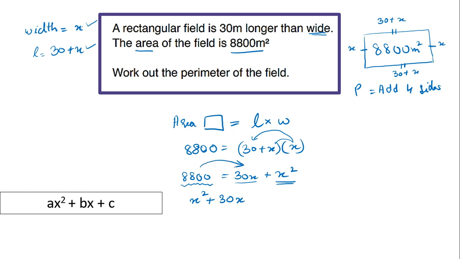Now c here is positive. When I take it to the other side, it turns into negative. So I'm going to write negative 8,800. Now, this is my final quadratic equation that says x squared plus 30x minus 8,800 equals 0. Now, this is how I go about solving.